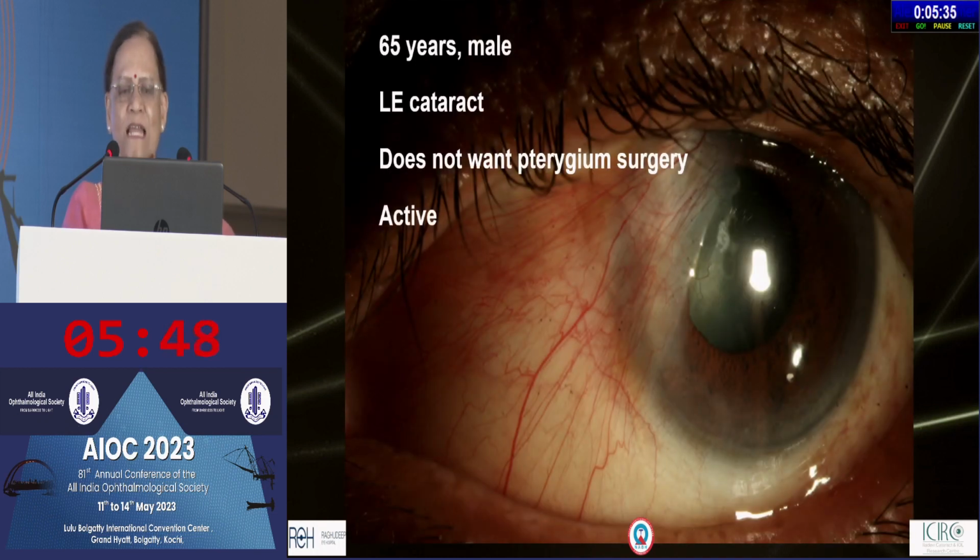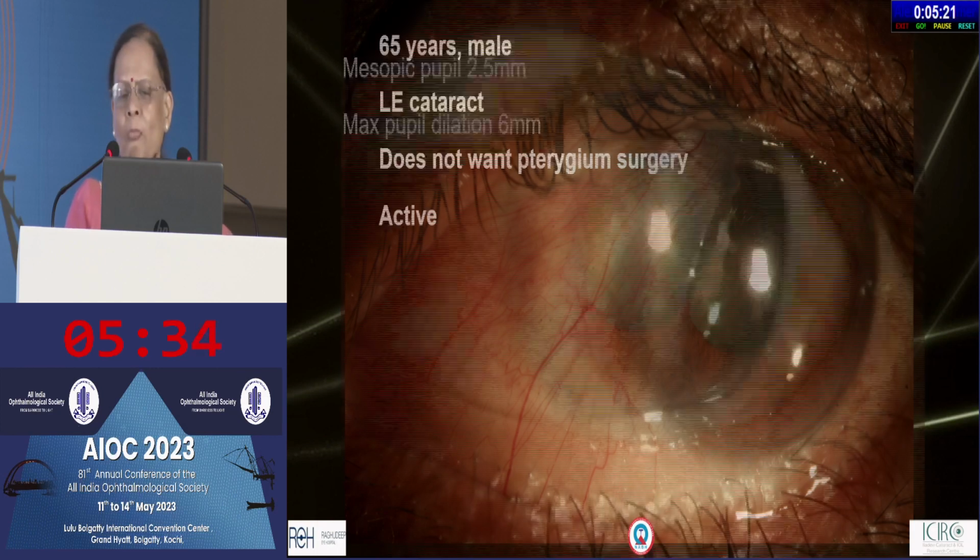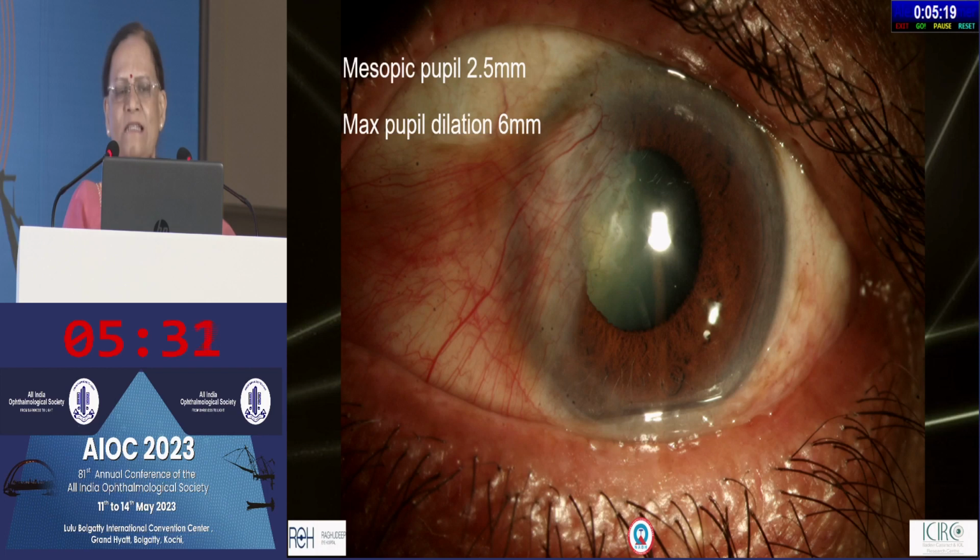This is a very challenging case that we had, a 65-year-old male with a left eye cataract, who absolutely does not want a pterygium surgery because he's a high-flying businessman and needs to travel a lot. Very, very active gentleman. And we noted that his mesopic pupil was only 2.5 mm and maximum pupillary dilatation was 6 mm.